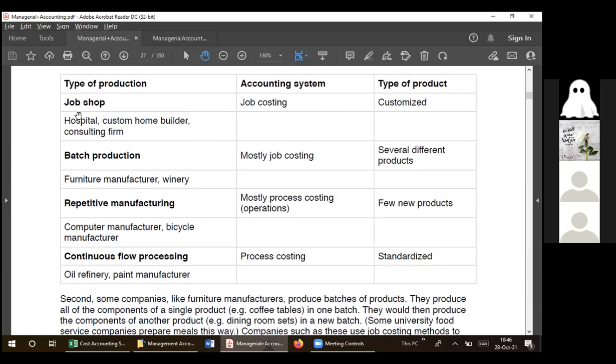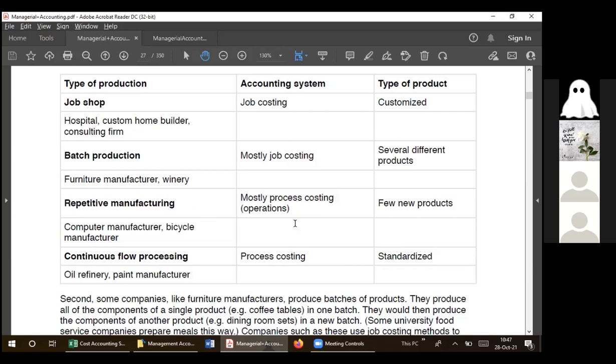So we have hospital, custom home builder, and consulting firms. These are job costing systems. Then batch production is also job costing. For example, a furniture manufacturer or wine manufacturer, where wine is normally produced over years. The wine manufacturer would extract the wine from fruits and then store it over a long period of time. So it is one job, then the other job. Every unit is treated as a different contract or job.